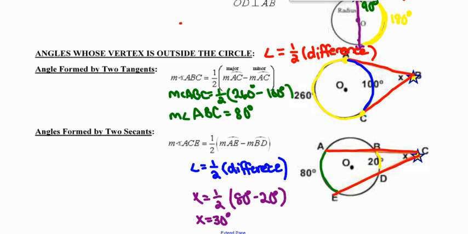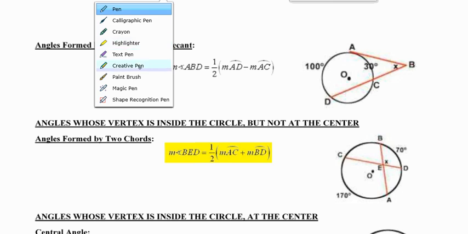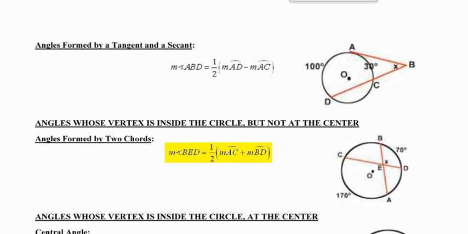And it looks to me like we've got one more of these up at the top of the next page. So when I go ahead and flip up, again, I notice that the location of the vertex is outside the circle. So the rule when the vertex of the angle is outside the circle: the measure of the angle is half the difference of the intercepted arcs.